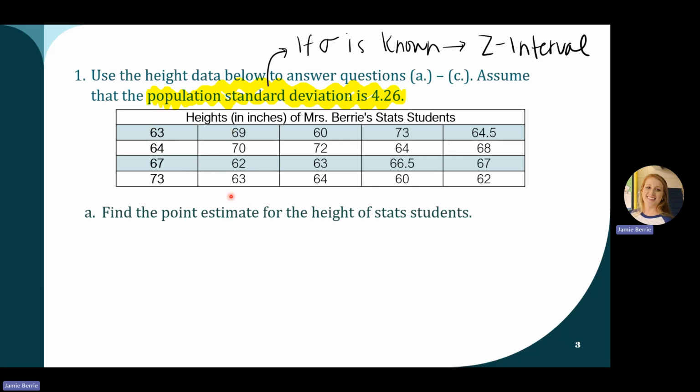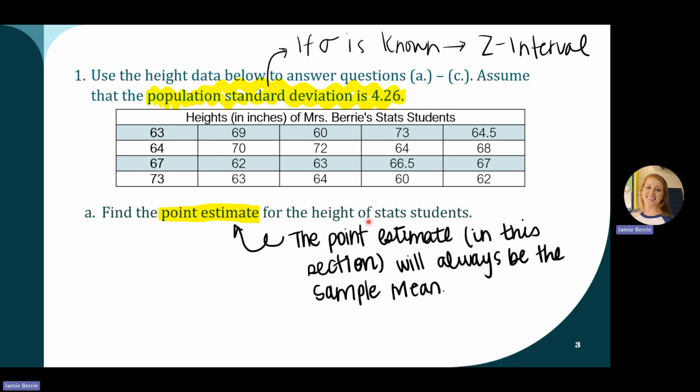All right, so here's our data. The first thing that we're asked is to provide a point estimate. And for this section, the point estimate is always going to be the sample mean. So let's grab our calculators. Okay, mine should be coming up in just a second.